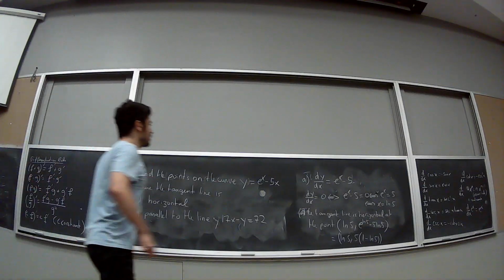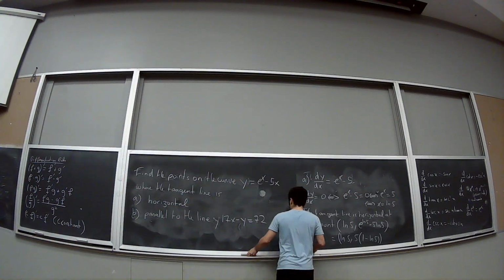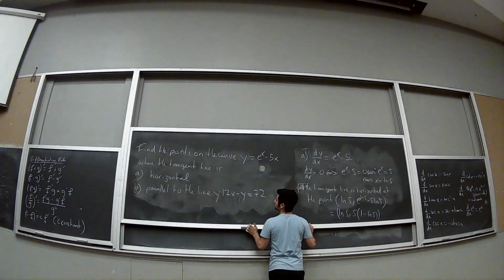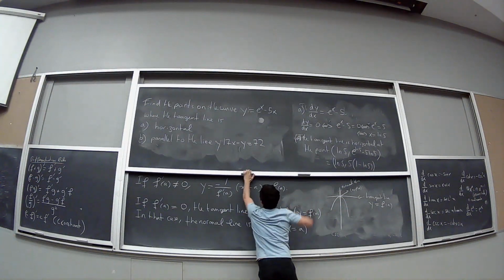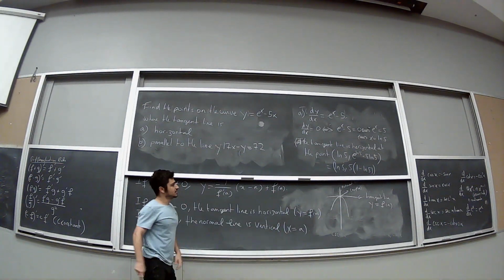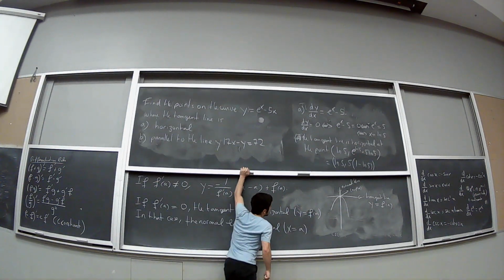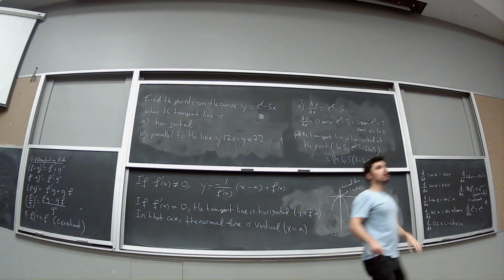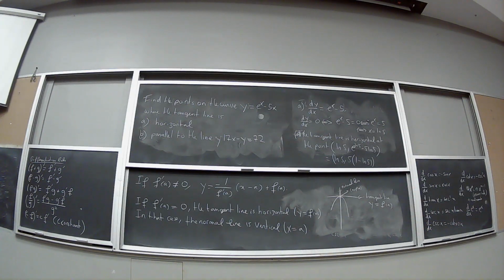Okay, great. Now, I want to find the point where the tangent line is parallel to the line 17x minus y equals 72. Of course, here I need to find the slope of this line. If two lines are parallel, what can I say about them? That they have the same slope. Now, how do I find the slope of this line?